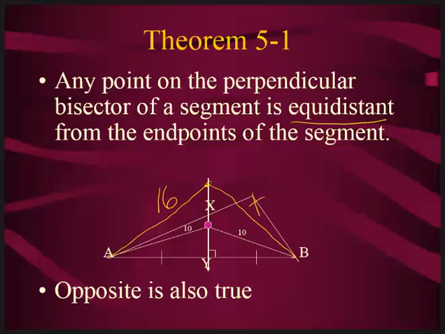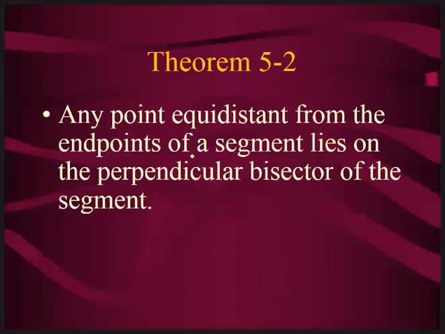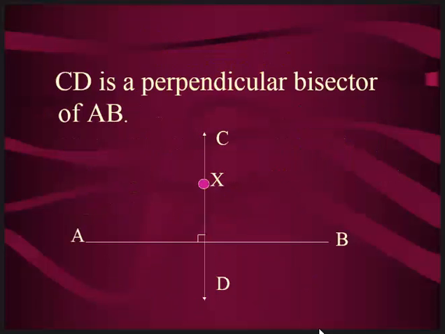The opposite of this theorem is true as well. Any point that is equidistant from endpoints of a segment is going to lie on the perpendicular bisector. Okay, so here we go. CD is a perpendicular bisector of AB. So give me an equality statement. What two distances are we going to know will be congruent or equal to each other? Here we have point X on this perpendicular bisector. What we just learned is it is equidistant from the end point.